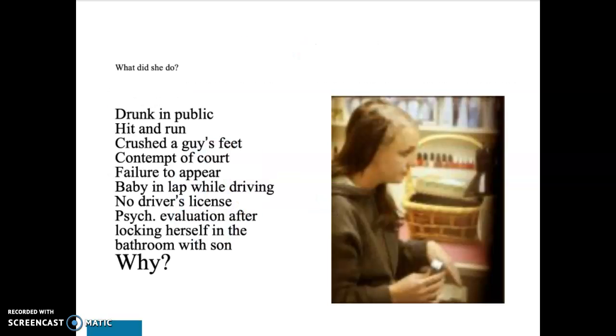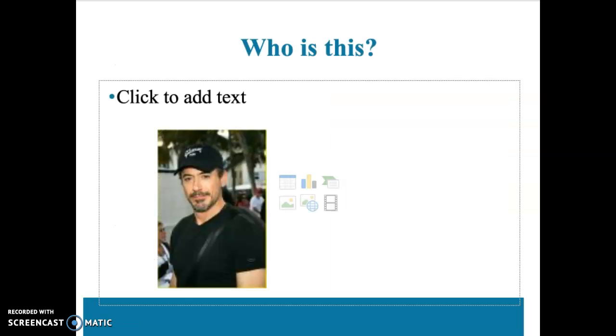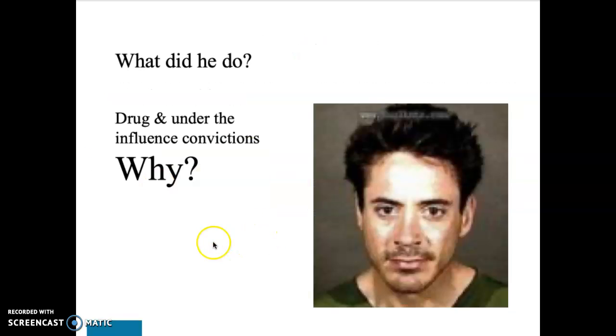Think about it. Your explanation for why she's like this is coming from your theoretical viewpoint. All right, who's that? That's right, Robert Downey Jr., and he's doing fine now too, but he had drug and other under-the-influence convictions, and he was in the public eye and he went to drug rehab. Why would somebody really successful like him end up with problems?